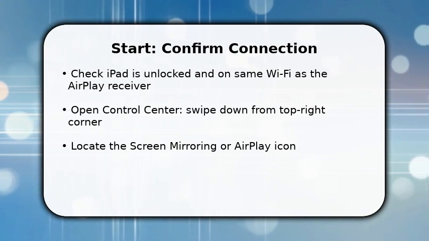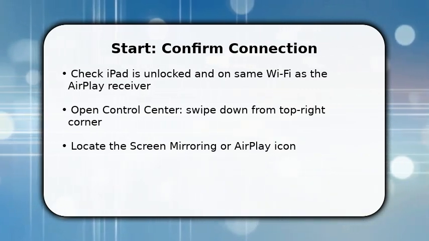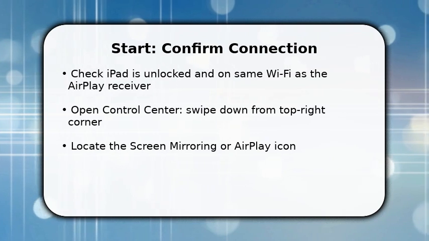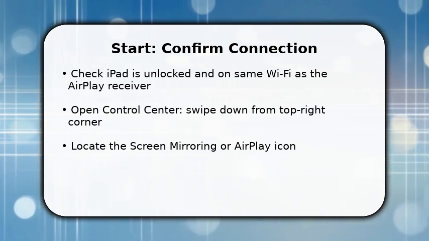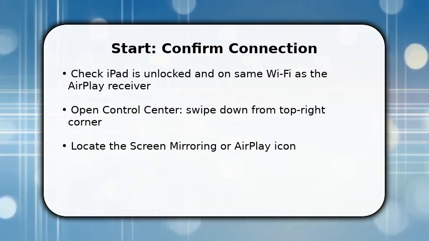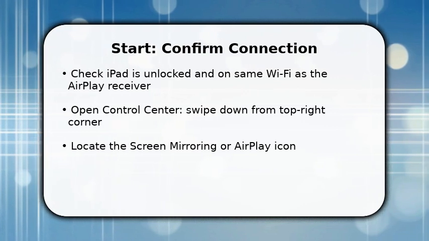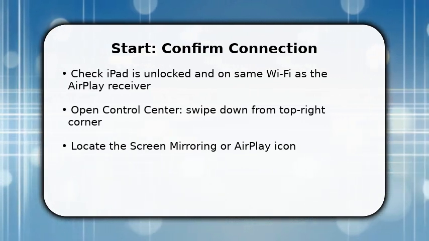You'll see a screen mirroring or Airplay icon. It looks like a rectangle with a triangle. Tap it now to view the active connection. This begins the disconnect flow. Doing it here prevents repeated casting or background audio from continuing.